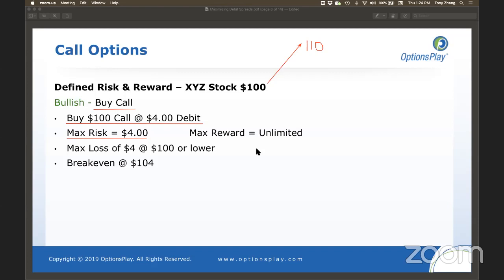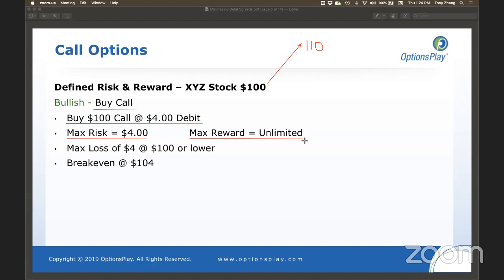And no matter what happens, even if this stock plummets down to $50, I'm still only risking $4 a share and not $50 a share. And one of the upsides to this strategy is the fact that my max reward remains unlimited, despite the fact that my downside is limited to just the $4.